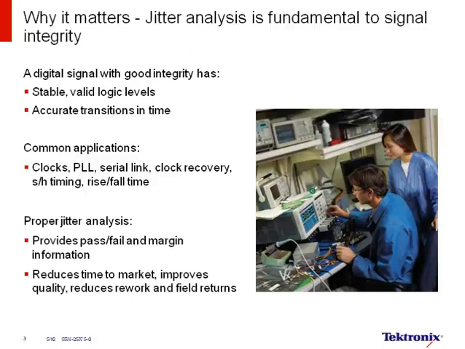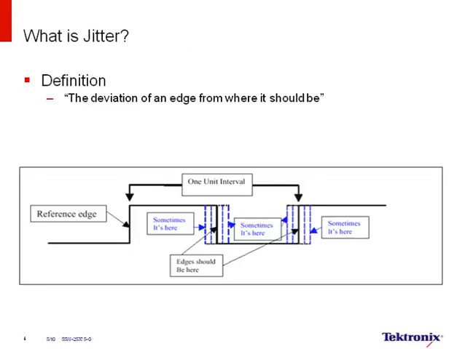The basic definition of jitter is very simple. It is the deviation of an edge from where it should be.